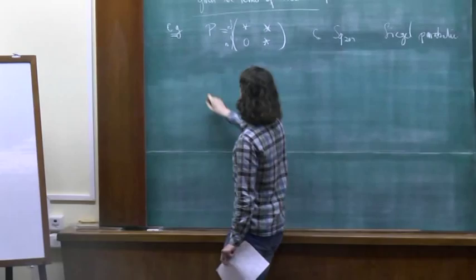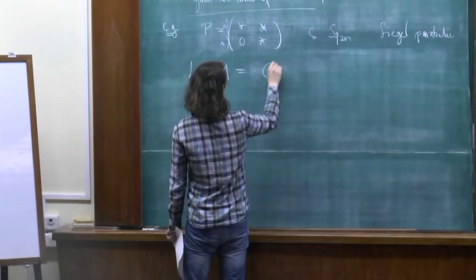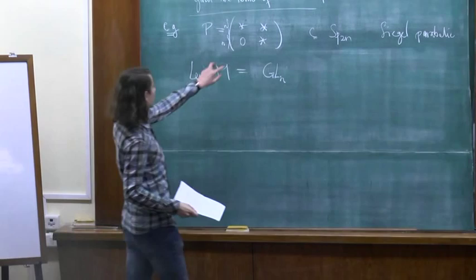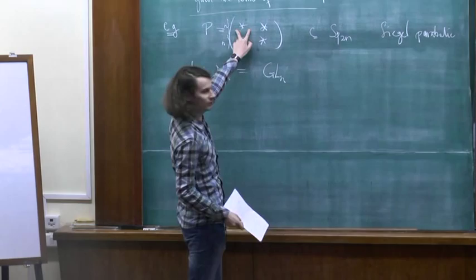And its Levi M is just the group we're interested in. Because this is supposed to be an element in the symplectic group, the lower star is the transpose inverse of the upper star. And so we just have one free n by n matrix.